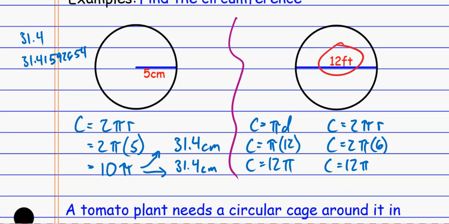And so once again, I plug this into my calculator, the 12 pi. If I use the pi button, it gives me a 37.7 when I round it off. If I use 3.14, it looks like it also gives me a 37.7 rounded to the nearest decimal.